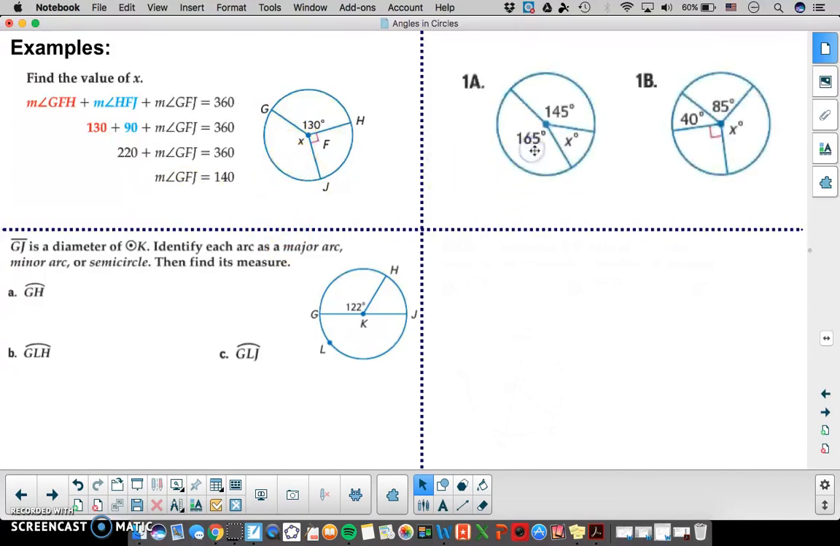Okay, I want you to try these two examples. Solve for x. Now we're given here that GJ is a diameter of circle K. Being a diameter means that K is the center of that circle. We're going to identify each arc as a major, minor, or semicircle arc, and then find its measure. So GH is this arc of the circle.